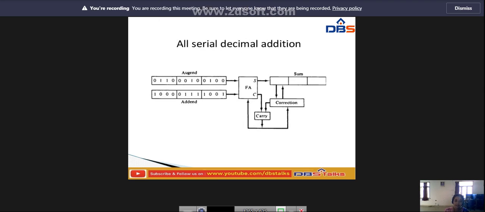So now all serial decimal addition. These are the augend and addend, represented in serial fashion. This is the FA, the SC sequence counter, and this is the sum, this is the carry, and this is the correction. Whenever I send the value here, it performs some operations. After some operations, it is checked whether it is correct or not. If any correction is needed, the correction occurs here, and if after correction there is any carry, the value moves into the carry and performs some operations again. This is repeated until it gets the equal value.